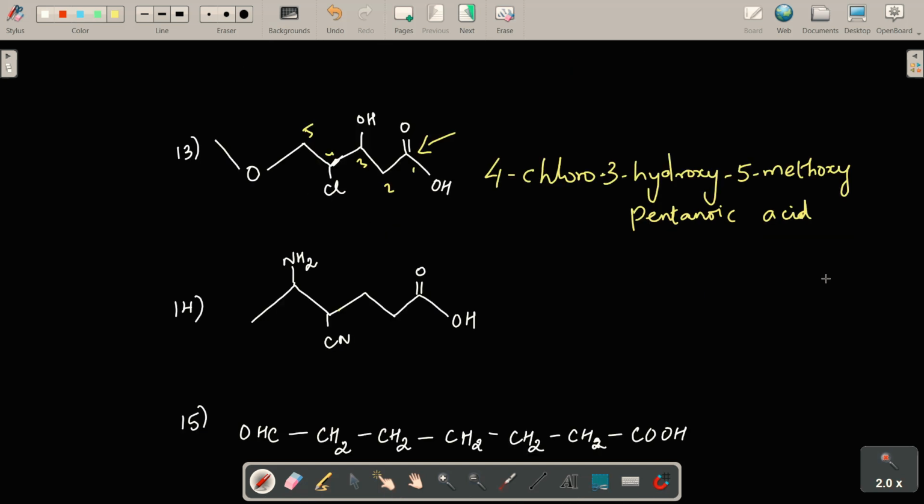Okay, I'll move on to the next one. In this one you have the COOH group and cyano group and then the NH2 group. So obviously COOH comes first, so this will be your primary functional group. Start giving the numbering from here. Okay, so it is a hexanoic acid and in 5 position you have amino and in 4 position cyano. So first give the prefix names: 5-amino and 4-cyano hexanoic acid.